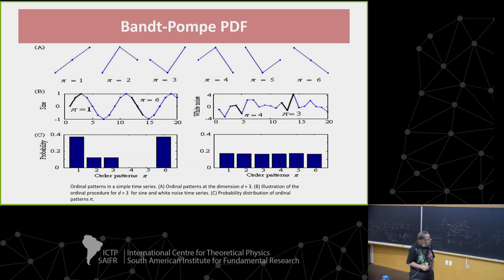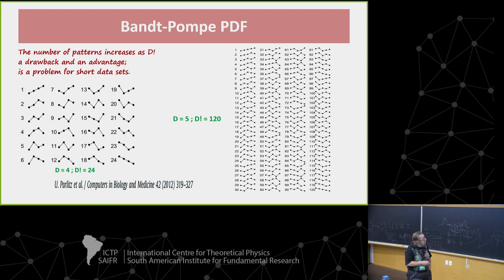Okay, these are the different ordinal patterns for d equal 4. This, I think Christina just showed you. This is d equal 5. We have 120 different patterns. For dimension 6, you have 720, 6 factorial.